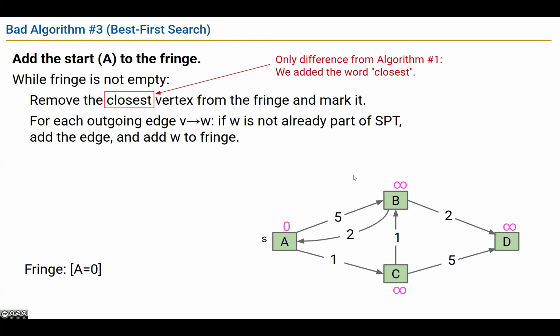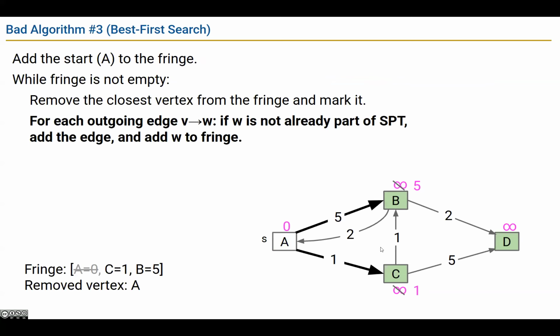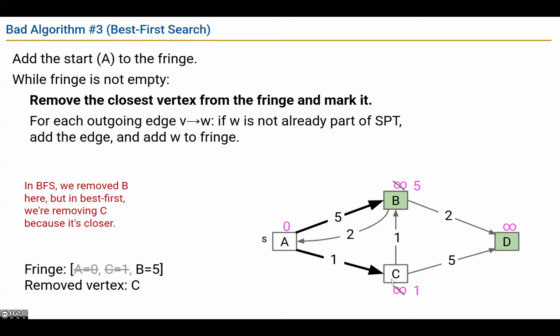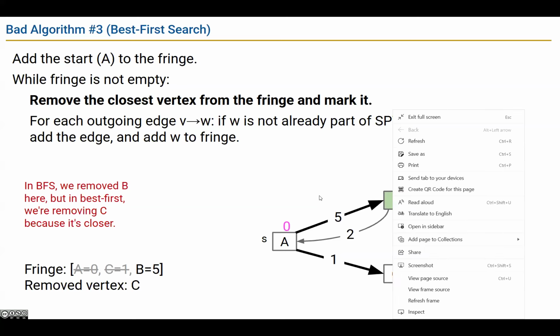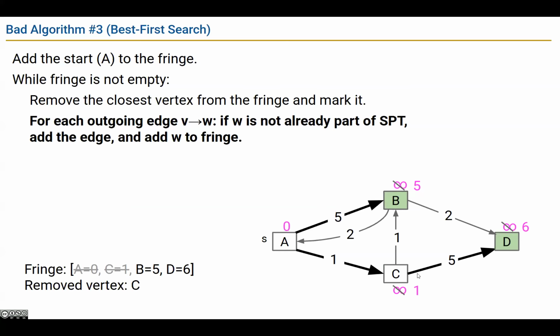So let's run this. I'm going to remove the closest vertex from the fringe. What is the closest one? Well, A, right? I'll remove the closest one first, but I add C and B first. And then I remove the closest. What's the closest? C, because C is the closest one to A. So I'll remove C. And then what do I do? Well, I've already found a path to B, so I don't need to look there. But I do need to find a new path to D. So I find a path to D this way.